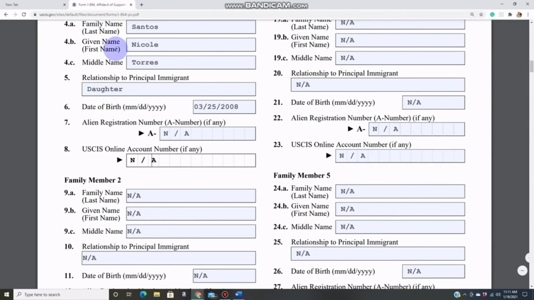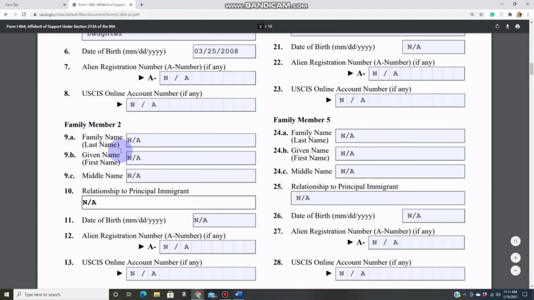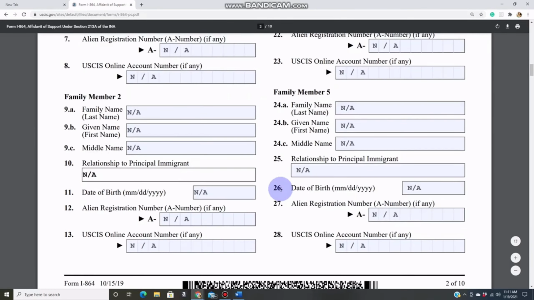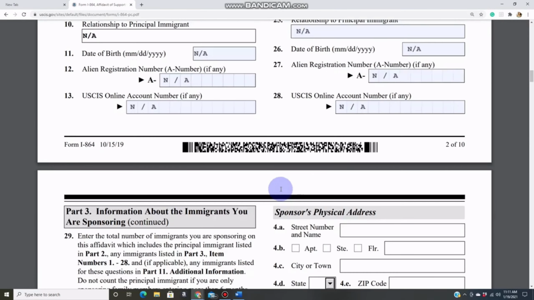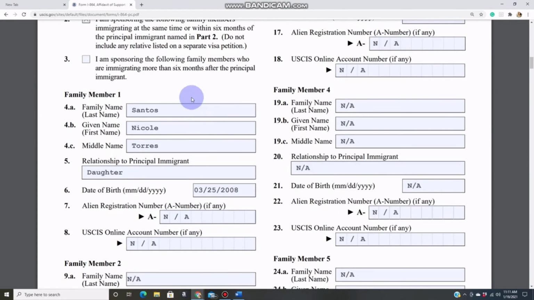If you have more than one K2 or derivative applicant, you must write down their information in the spaces provided, from family member 1 to family member 5. But since I only have one derivative applicant or K2, I write N/A in the remaining spaces provided.